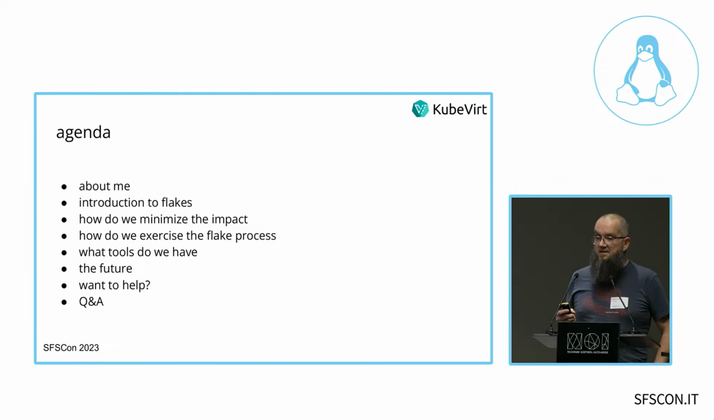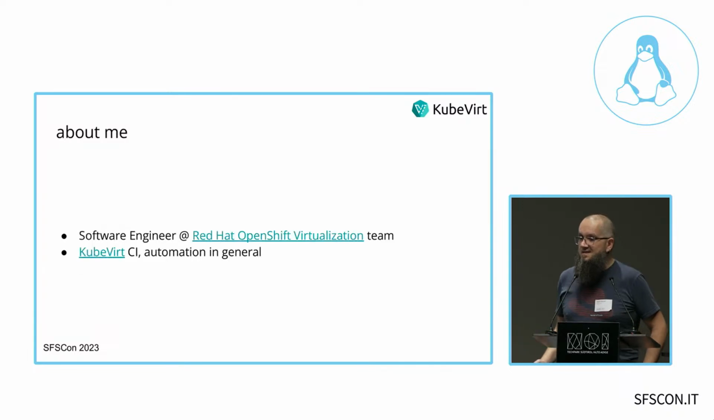I'm also telling you a little bit about the tools that we leverage, partly self-written, partly leveraged from other open source projects. And I'm trying to give a little outlook on the future of how we want to improve our own process. And maybe some pitching of the project itself, probably. I hope that's okay, since it's open source, right? Okay, and of course, questions and answers. So about me, I'm a software engineer from Red Hat. I'm inside the Red Hat OpenShift virtualization team. I'm responsible for maintaining kubeflow CI, and I do automation in general.